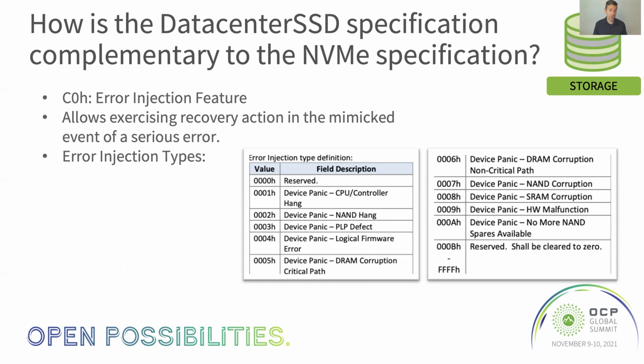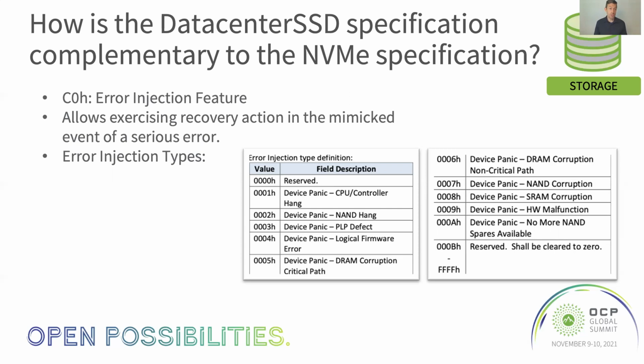C0H feature is the error injection. So creating these kind of very serious errors and testing how a device and how a host handles these serious errors as reported by a device can be very difficult, because creating things like a CPU hang or a NAND hang or some other kind of hardware malfunction can be difficult. And so usually the way you need to do that is have some kind of special hook into the drive to get the drive to report that error up to the host. And then you can exercise what the host's mitigation steps will be.